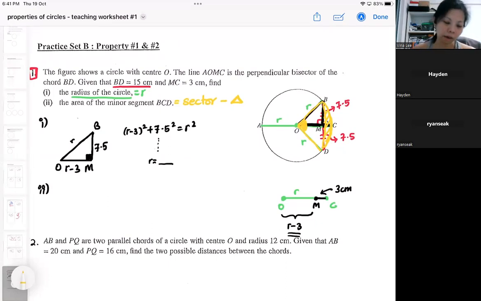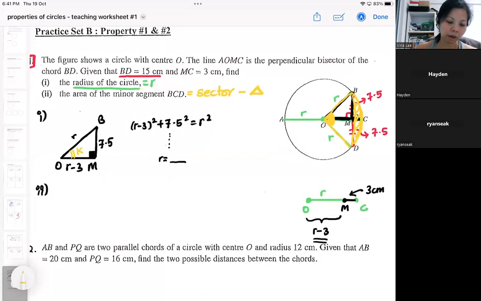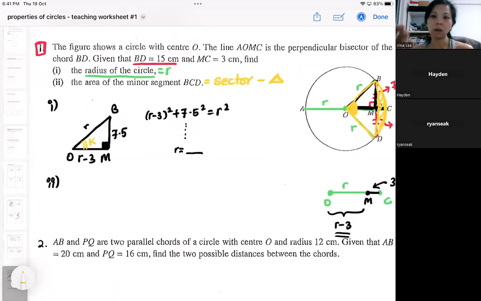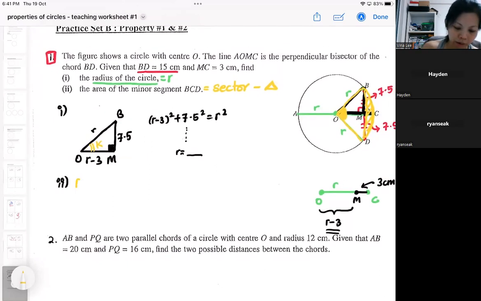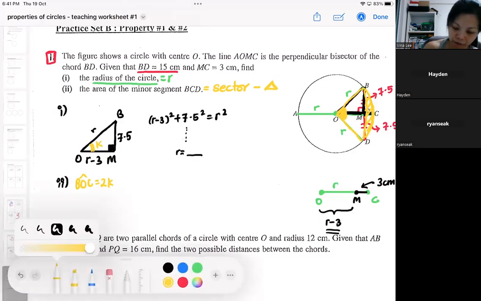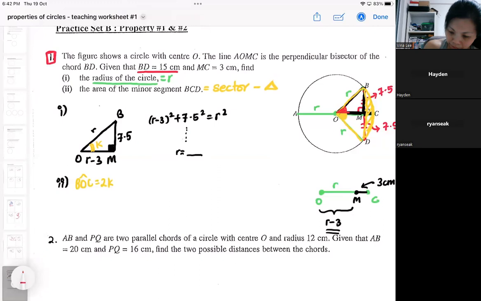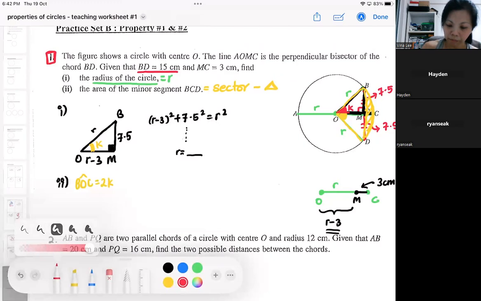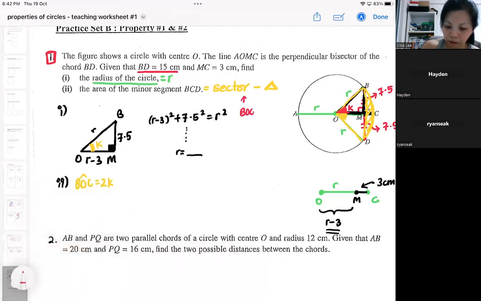So this angle, again, I'm going to find it in this right angle triangle. This can be found in the right angle triangle, depending on whether you want to use sine, cosine, or tangent, because you will have all the lengths already. But then the angle that we want will be 2K. This one can only help me find half of it. So it's only this part. I will need the angle BOC so that I can execute the sector formula. So the sector formula will be BOC over 360 times pi r squared.